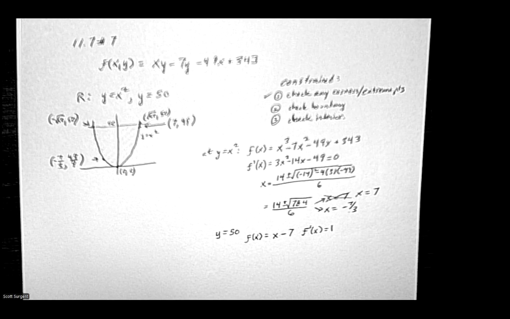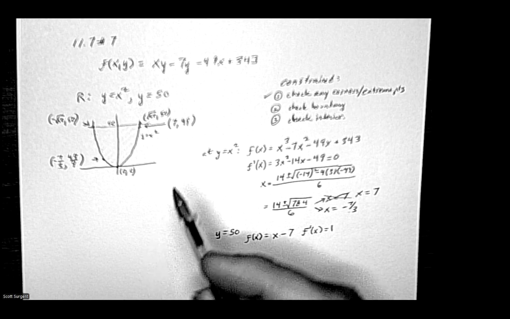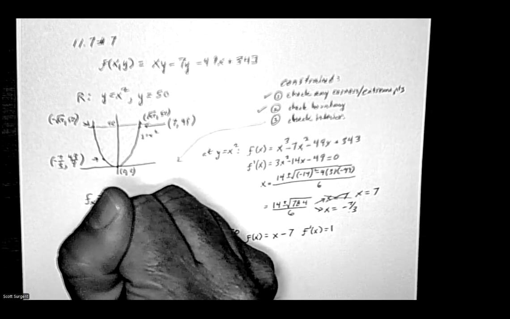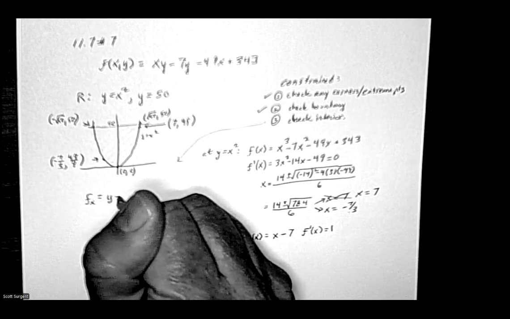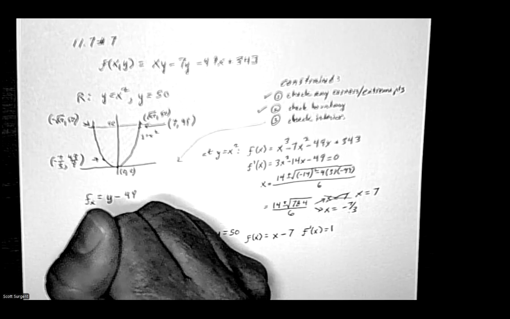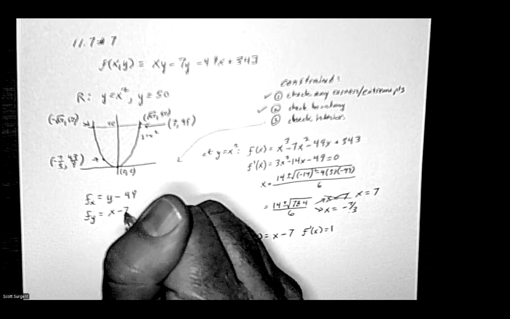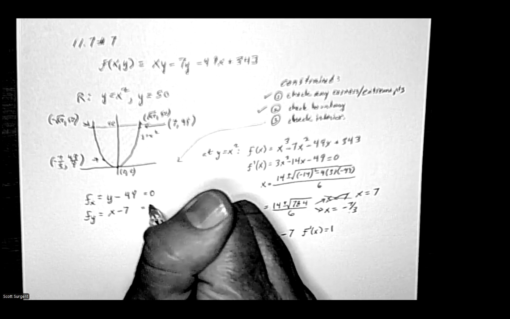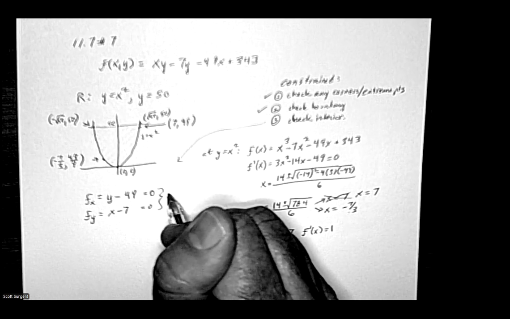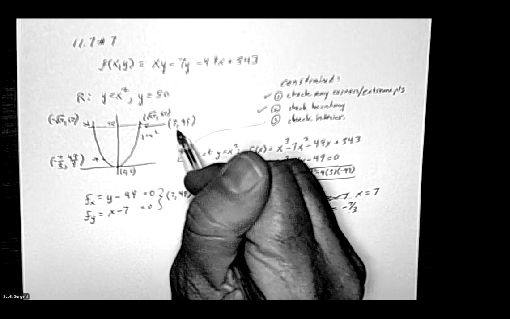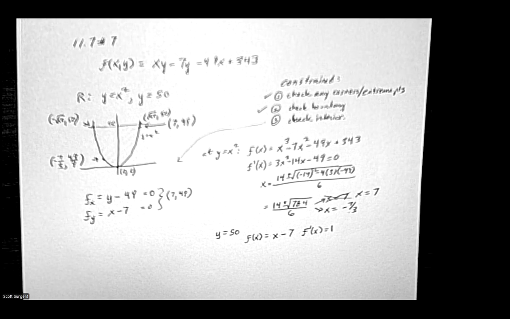And then, if you haven't had enough fun, you have to do the interior now. We'll do that over here. That's where you do the partials. F sub x is y take away 49. Okay, that's not too bad. And f sub y is going to be x take away 7. All right, that's not too bad. So that appears to be that we get 7 and 49 again. And we've actually already got that. That's this point that we already got. All right, now I'll pause. Any questions on what I did?